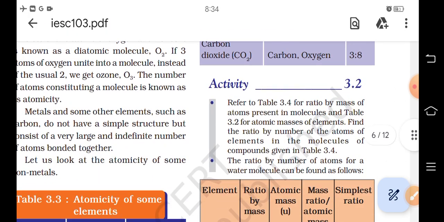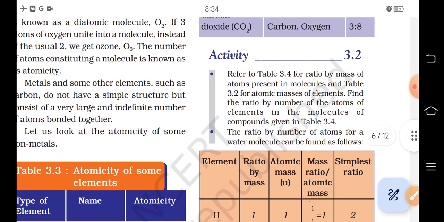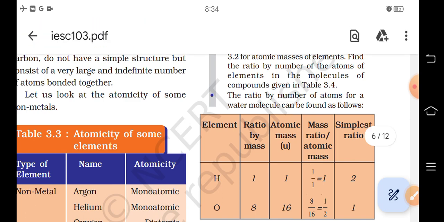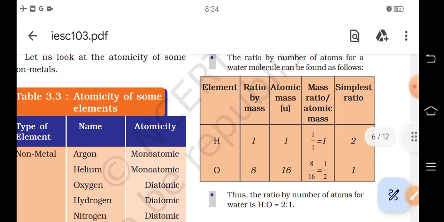Activity 3.2. First, refer to Table 3.4 for the ratio by mass of atoms present in molecules and Table 3.2 for atomic masses of elements. Find the ratio by number of the atoms of elements in the molecules of compounds given in Table 3.4. The ratio by number of atoms for a water molecule can be found as follows.